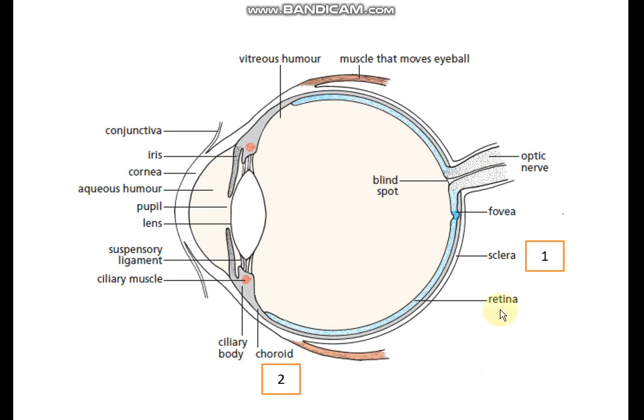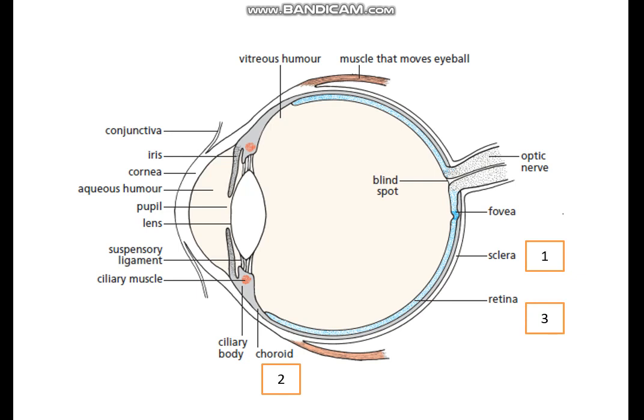See over here, this is the third eye layer. So up till now we have learned that there are three eye layers. The outermost is the sclera, which is there to protect your eyes. Second is the choroid, which is rich in blood vessels to nourish the eye. And the third is the retina. The retina is the layer on which the actual image is formed.